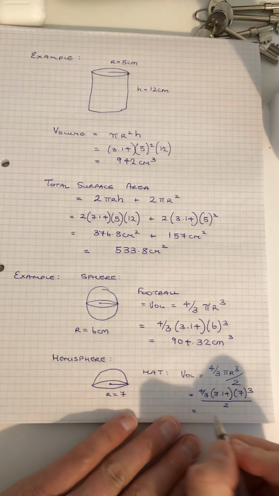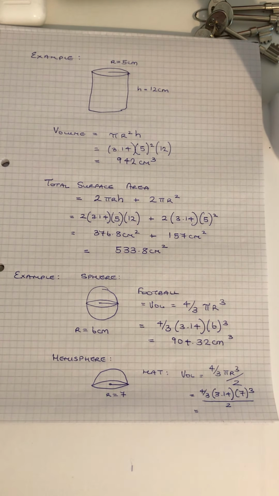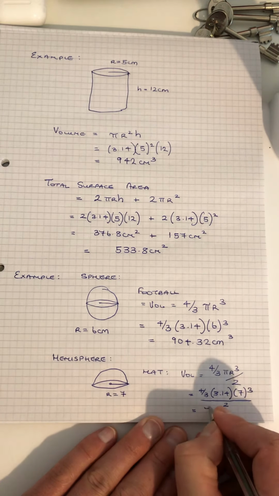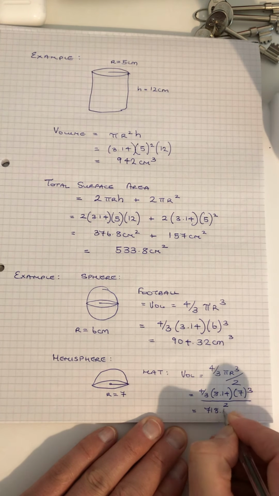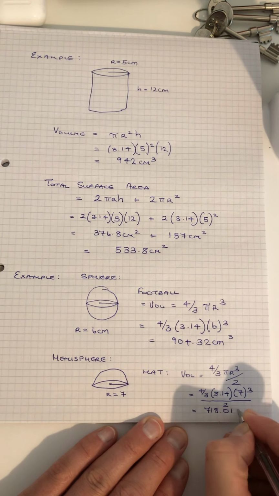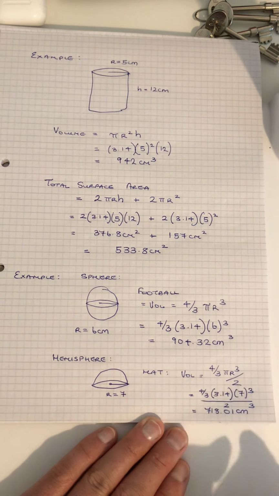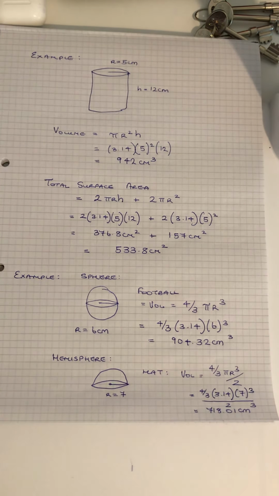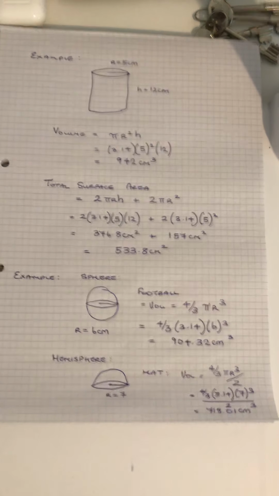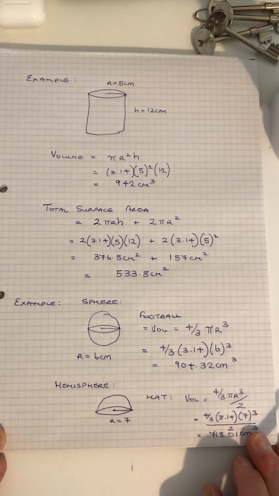which will give you, so on your calculator, 4 over 3 multiplied by 3.14 multiplied by 7 cubed and divide that by 2, giving you an answer of 718.01 centimeters cubed. So just be careful between a full sphere and a half a sphere or a hemisphere, okay?